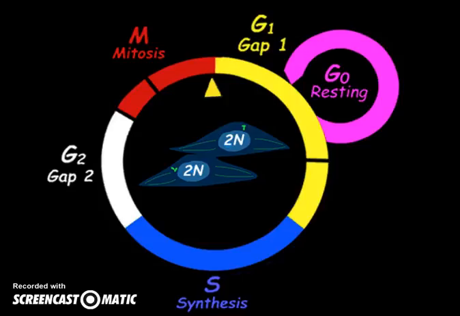Hello, in this video we will be looking at the eukaryotic cell cycle. In the eukaryotic cell cycle, a cell begins by entering into G1 or GAP1 phase.